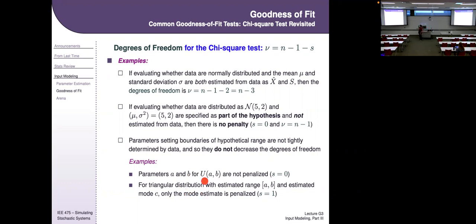So these types of parameters, like the range for a triangular distribution or the range for a uniform distribution, don't get penalized. But the mode in a triangular distribution does get penalized. Things that are intimately tied to the data get penalized; things that are loosely specified by the data don't. This can be a little funny sometimes, but you get the hang of it after a while. All right, any questions about what I mean by estimated parameters and free parameters?